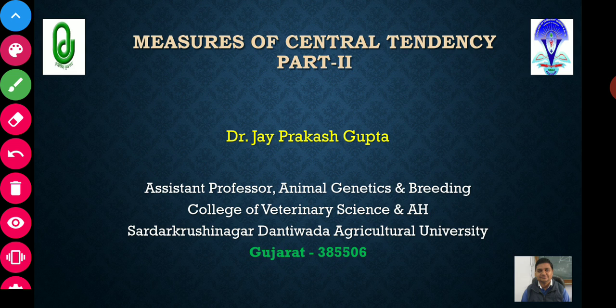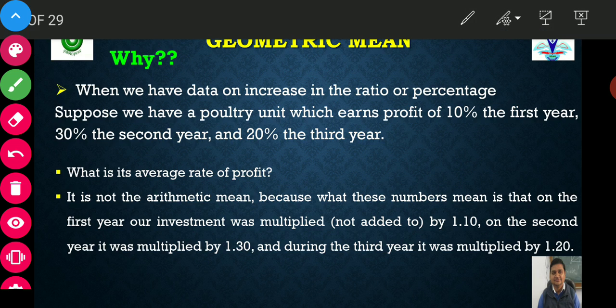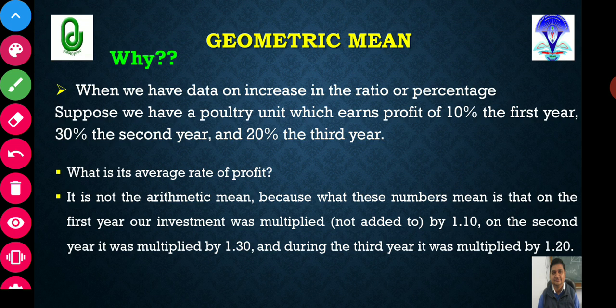And in this class we will be finishing the actual measures of central tendency. So first of all, why is this geometric mean needed? What is its advantage over arithmetic mean?